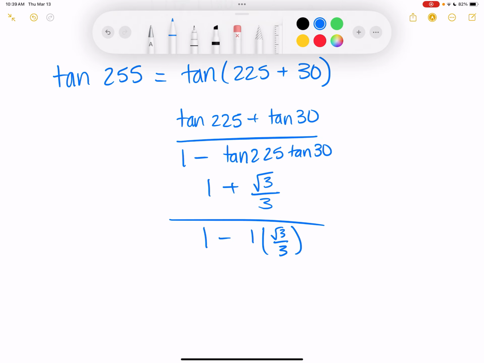So I'm going to get a common denominator in this step. 3 plus root 3 over 3, all over, common denominator again, 3 minus root 3 over 3.